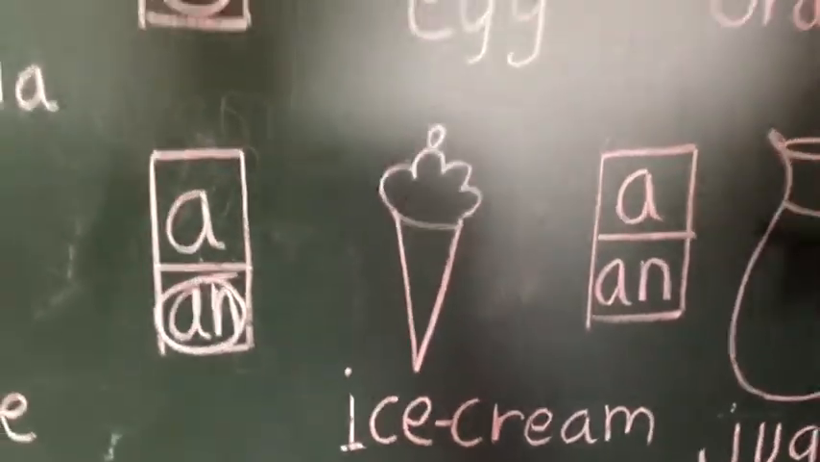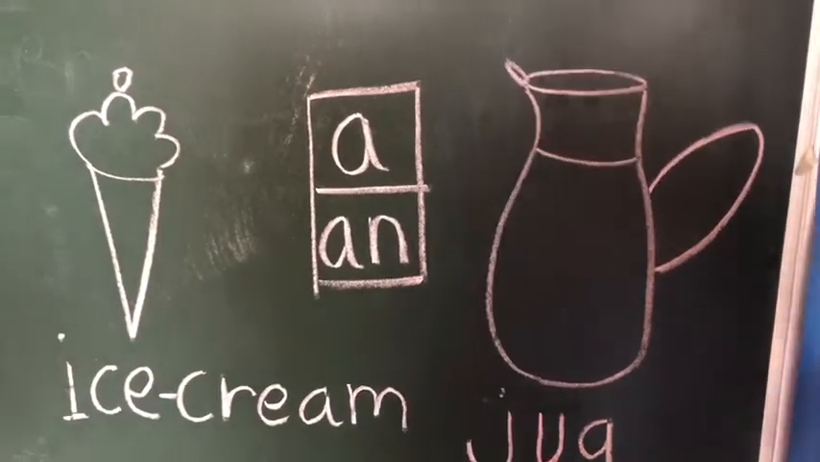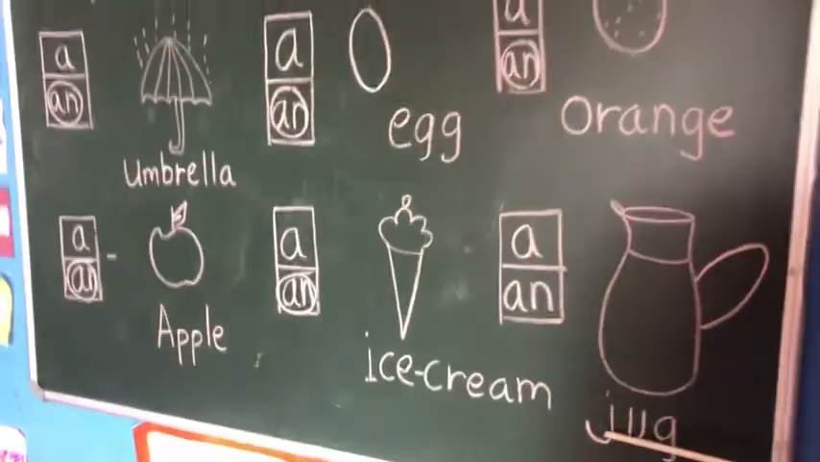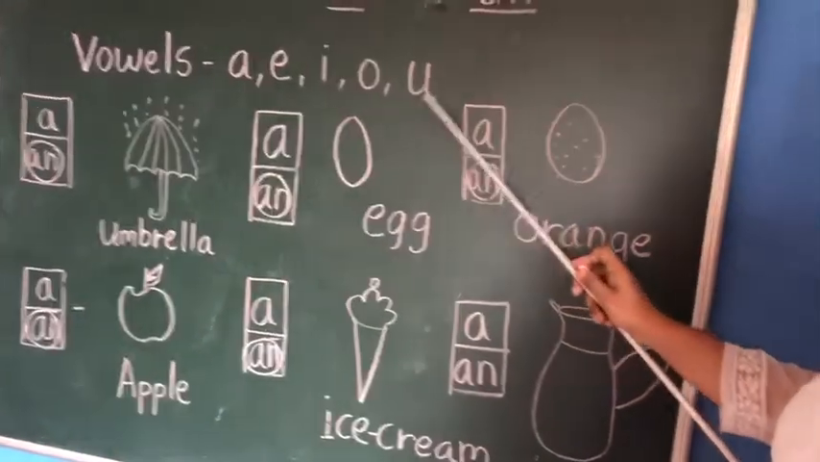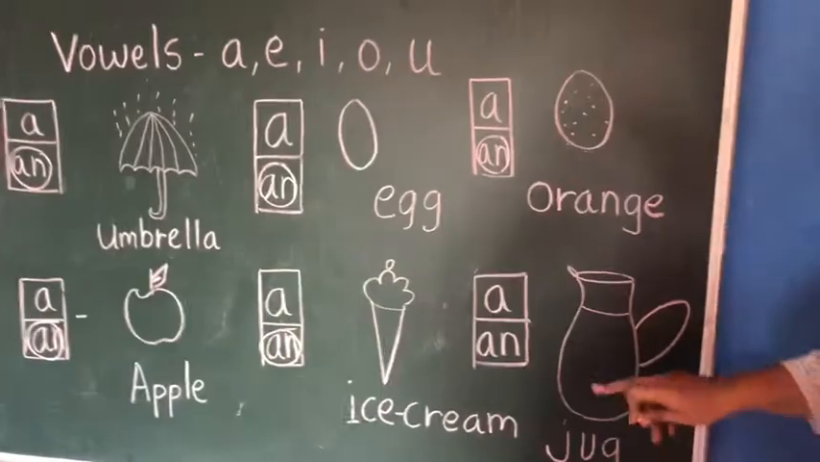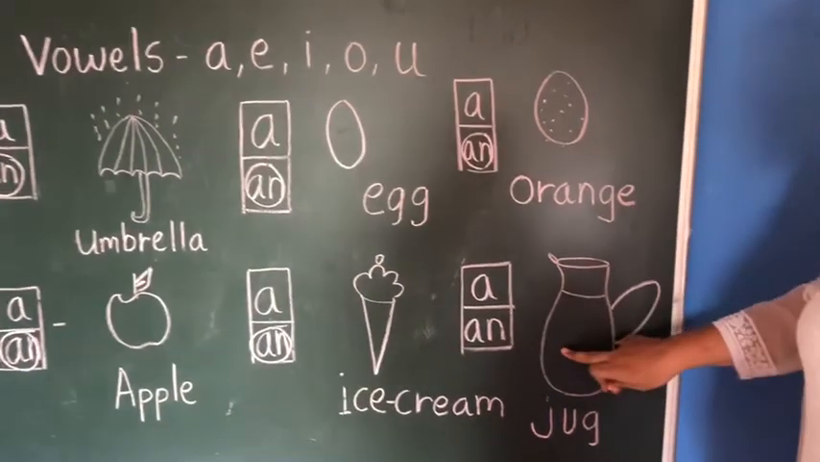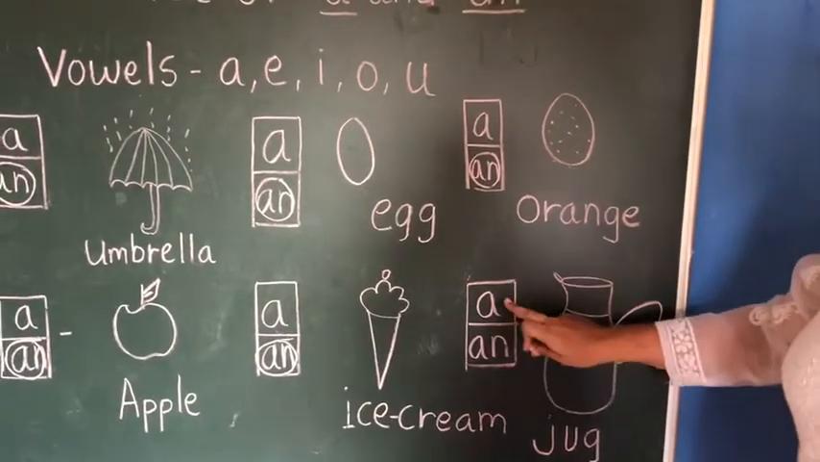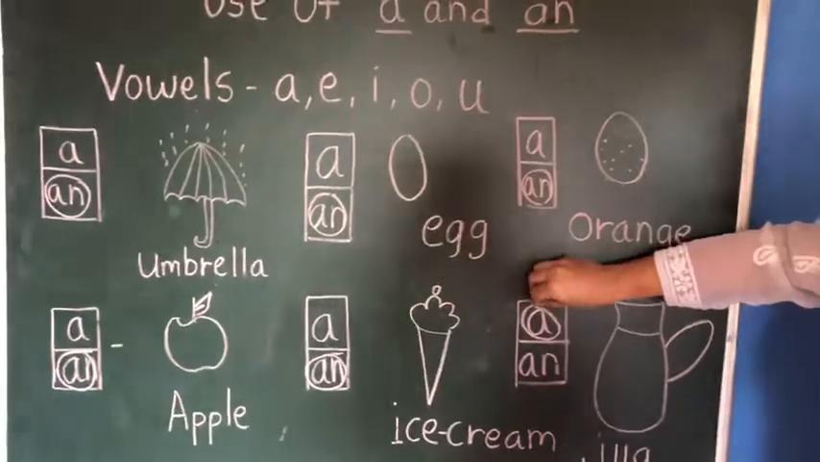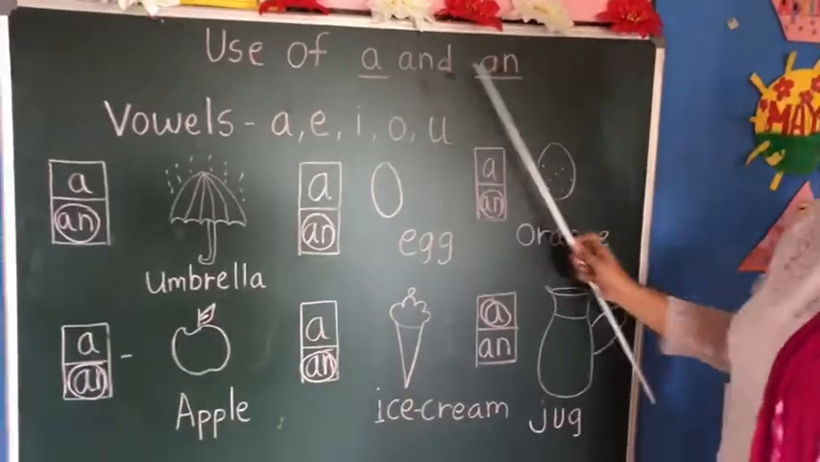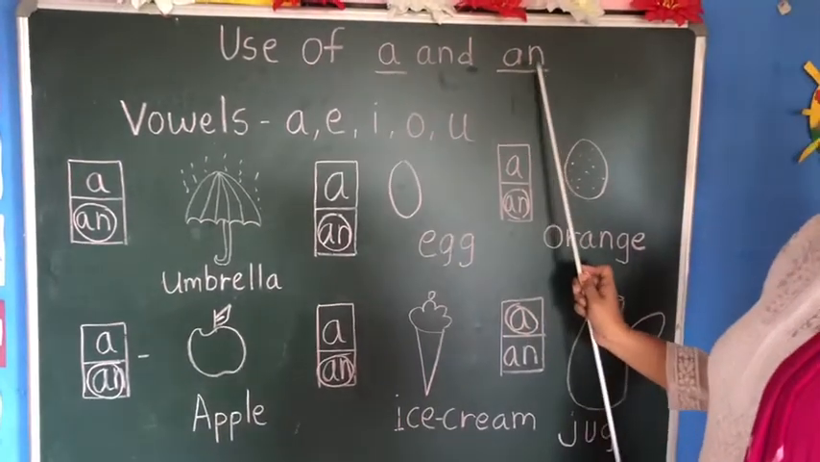Okay. Now next is what? See, this is jug. It starts with the letter J. Is J here? See, this is A, E, I, O, U. But J is not there. Now for that, what do you have to do? Will we use a jug or an jug? Yes, this time you are correct. It is a jug. Okay. This way you have to use a or an. If it is a vowel, always an will come, not a.